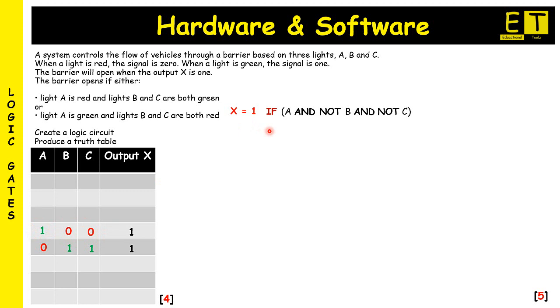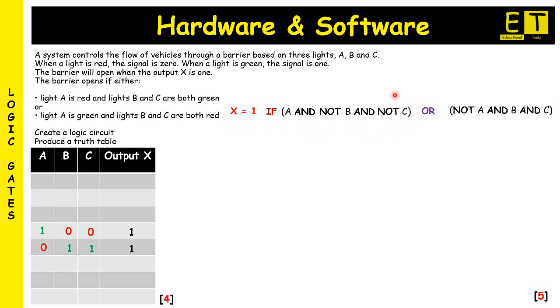This is how it will look when it is expressed even further. If A and not B and not C, then we've got the other option, which is or not A and B. So that will be expressed as not A and B and C. So now we know that A and not B and not C will equal to 1.